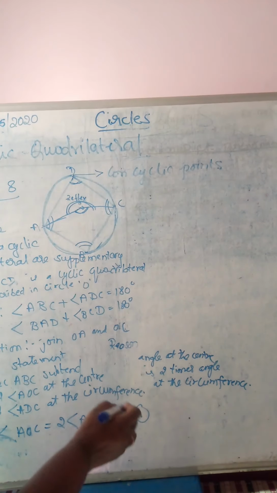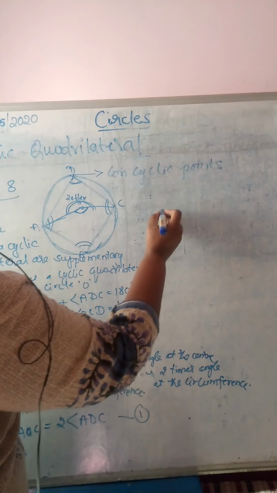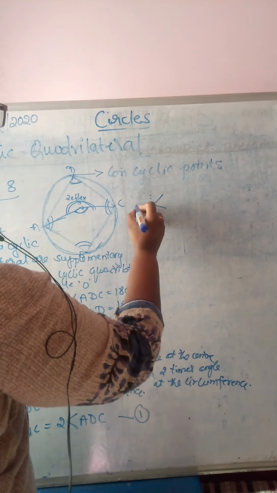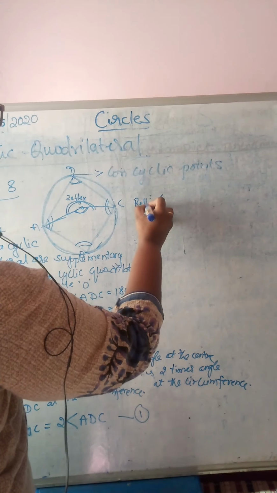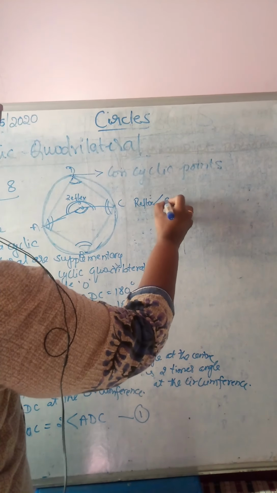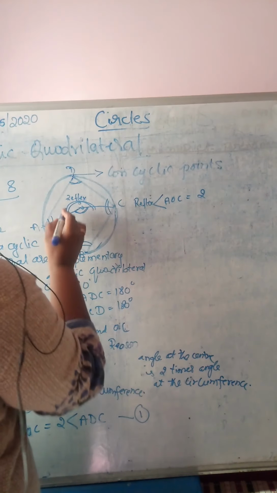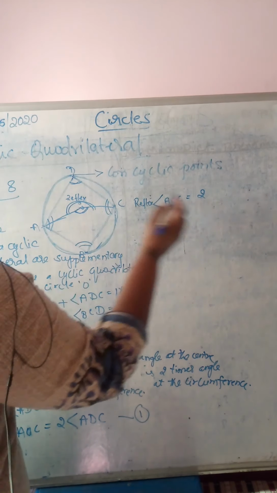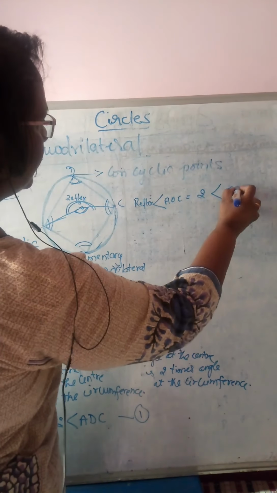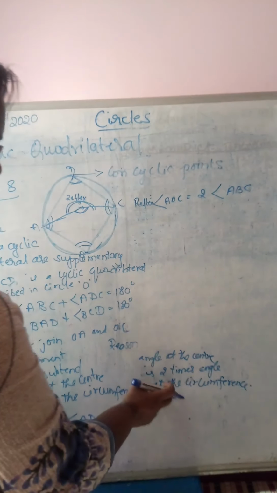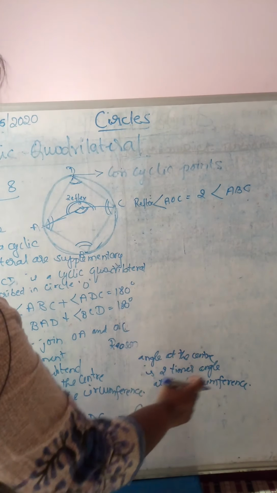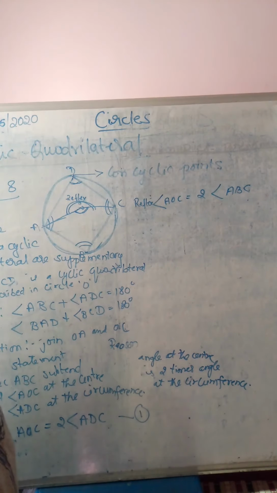Okay, so here we'll continue. We'll say reflex angle AOC is equal to 2 times angle ABC. The reason is the same: the angle at the center is 2 times the angle at the circumference.